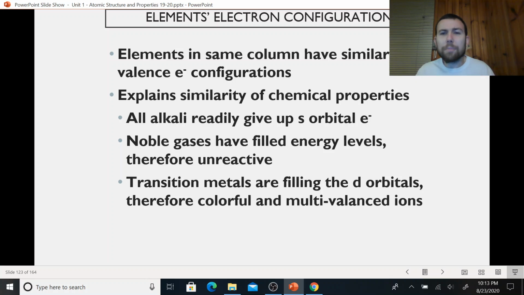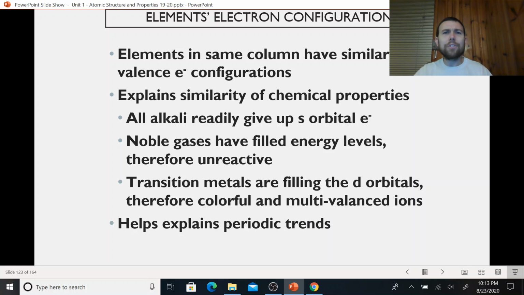The transition metals are filling in the d orbitals, and so as a result, when you look at the different ions that they form and the different colors that these metals burn when they're placed in solution, we get colorful and multivalent ions. We've got like copper 2+ and copper 1+, iron 2+ and iron 3+, right? And so looking at an element's electron configuration actually helps us understand some of those periodic trends as well.